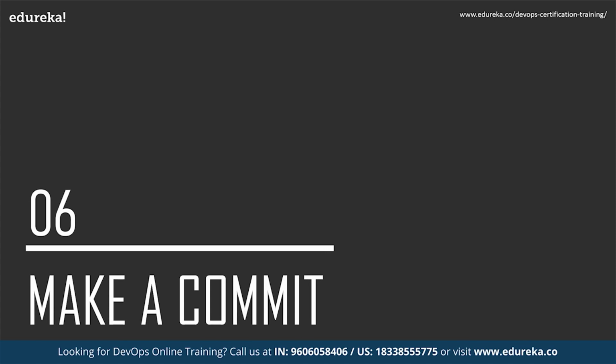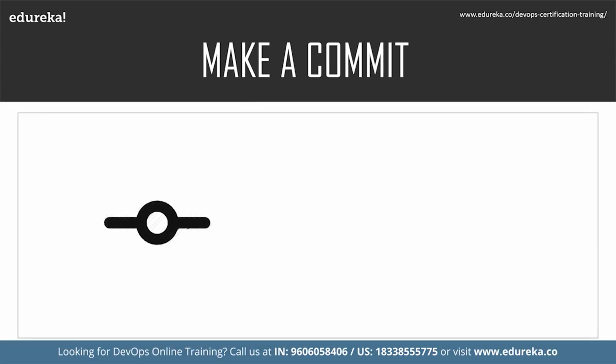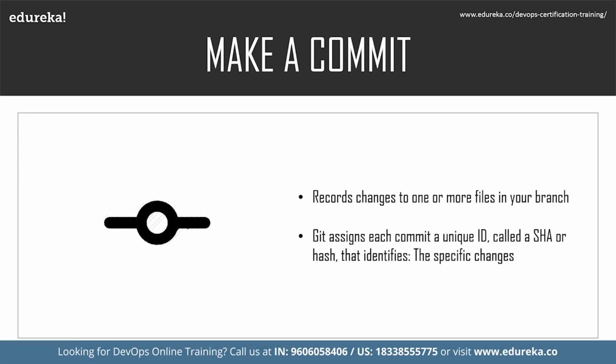Make a commit. Now, what are commits? Commits simply record changes to one or more files in your branches. So basically, they save the changes that you're making in your project. Git always assigns each commit a unique identification, which is called a SHA or hash, that identifies the specific changes. So for any changes made to your project files, you can simply go back and look at the version history, the history of each commit you've performed on your project files. That's what commits are all about.